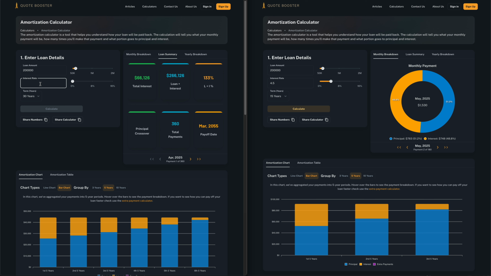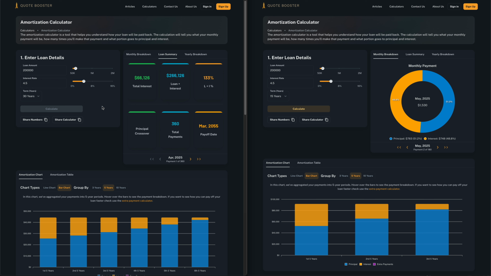So that's one of the primary methods: get the lowest interest rate possible, and you'll pay the least amount over time. One of the things that Quote Booster does is when you sign up for our free service, we're going to watch mortgage rates and auto loan rates for you, and we'll notify you when rates drop below your current rates. Why? Because that's one of the primary methods for you to save money.